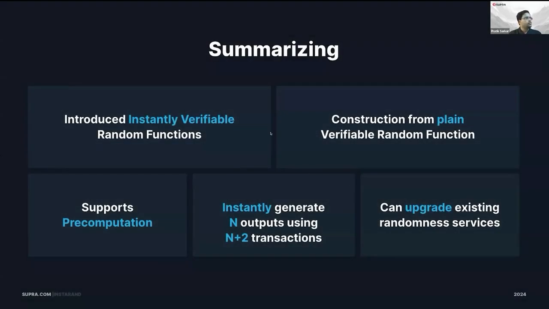And finally, to summarize, we introduced the notion of instantly verifiable random function. We showed how to construct this notion from plain VRFs. We also proposed ideal functionalities in the UC framework to model this instantly verifiable random function. I didn't talk about that in this talk, but it's there. This IVRF supports pre-computation, and we also show how this primitive generates n outputs using n+2 on-chain transactions. And finally, we can also upgrade existing randomness services such as beacons to allow instant verifiability. Thank you.